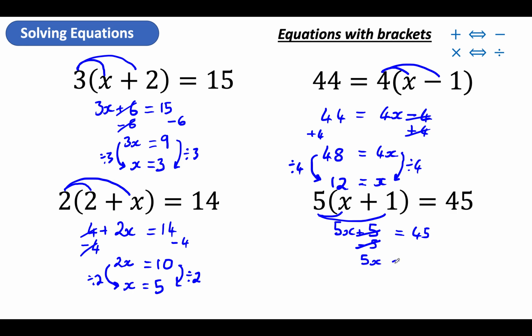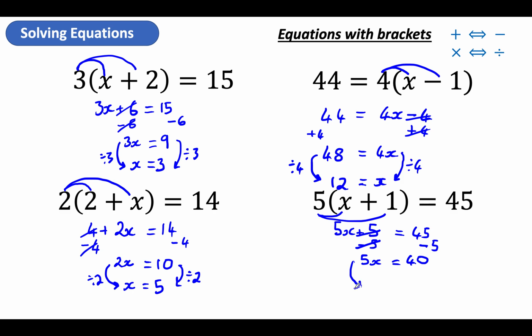So 5x is left on its own, and that still equals 45. No, it doesn't. Because look, remember, we need to take a 5 away from this side as well. Because what you do to one side, you must do to the other. 45 take away 5 is 40. Yeah, see, nearly caught you out there.